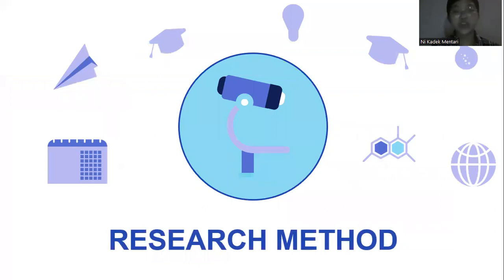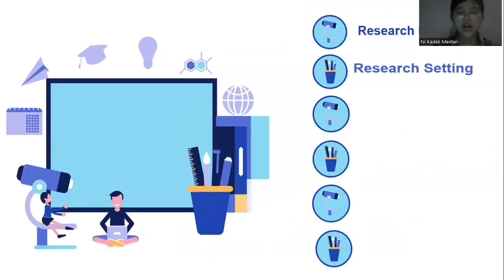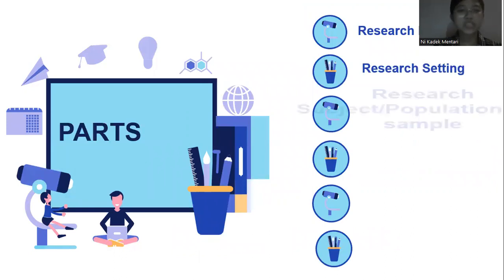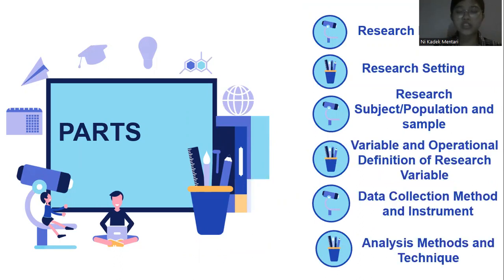All right, everyone. Now I would like to explain the research method of my research proposal. As you can see on the slide, there are some parts that I will emphasize. The first one is research design, the second is research setting, the third is research subject or population and sample, the fourth is variable and operational definition of research variable, the fifth is data collection method and instrument, and the last one is analysis method and technique.